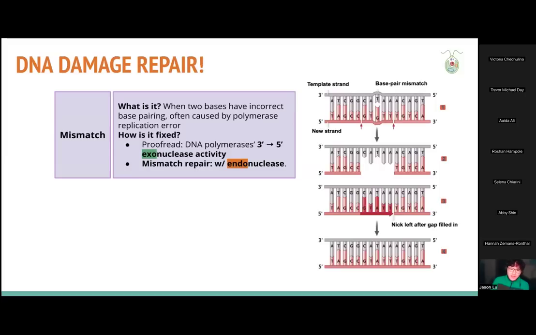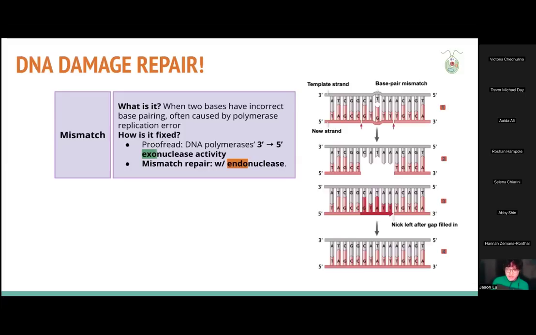One of these mechanisms is through proofreading as well as mismatch repair. So both of these actually fix mismatches, which is when two bases have incorrect base pairing. And this is often caused by a polymerase replication error. You want to think of mismatch repair as almost kind of like DNA damage. It's this change in one strand, and we're getting a mismatch that is different from our normal base pairing. So in this example on the right, you can see we have a T base paired with a G, which is not right.